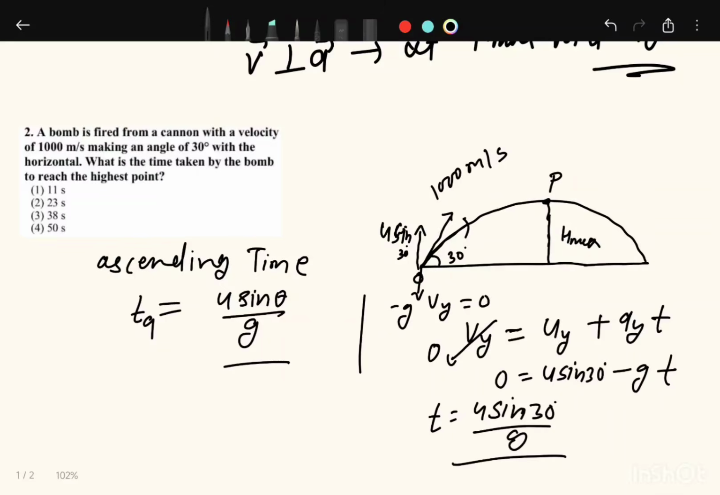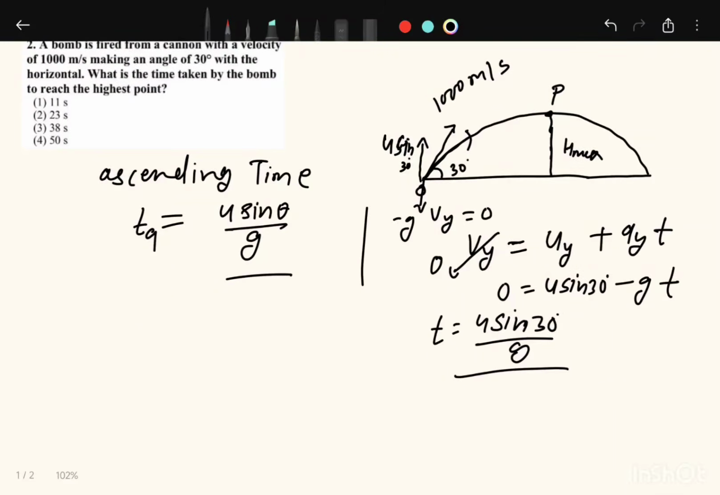I directly use the ascending time formula here. So you put in the values of u, theta and g, and you will find u is your 1000 meters per second, sin 30 is 1 by 2, and g, let me take it as 10.